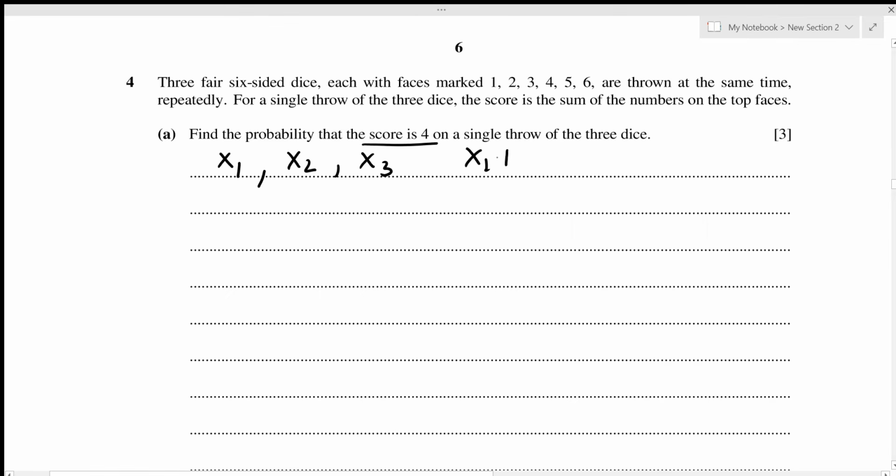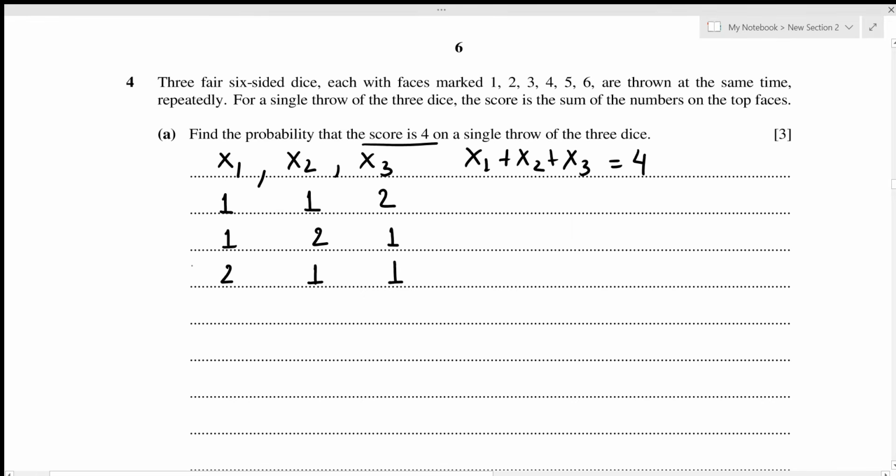We need to figure out the sum. This needs to be equal to 4. So let's list out the possible combinations. That's going to be a score of 1, a score of 1, and another score of 2. Or it can be a score of 1, a score of 2, and another 1. Or it can be a score of 2, a score of 1, and a score of 1.